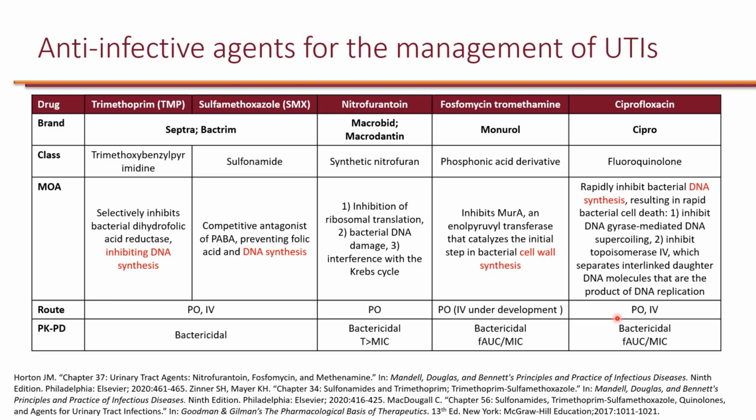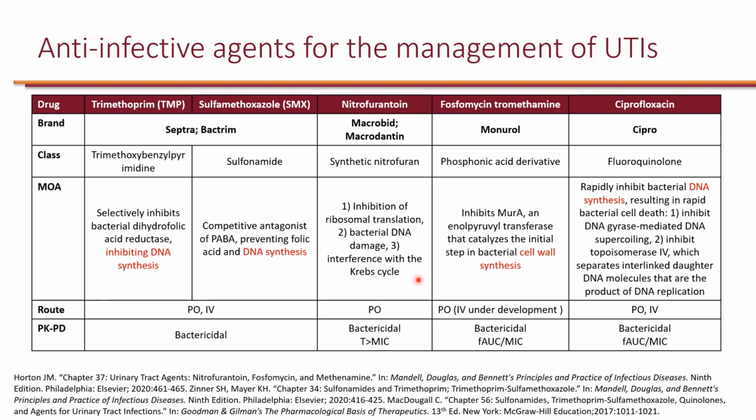Fosfomycin is only available as oral in the United States currently, and an IV formulation is under development. The way it works is that it inhibits MurA, which essentially inhibits the initial step in bacterial cell wall synthesis. Nitrofurantoin is also only available as an oral option, and there are three proposed mechanisms of action for it, which include inhibition of ribosomal translation, bacterial DNA damage, or interference with the Krebs cycle or citric acid cycle.